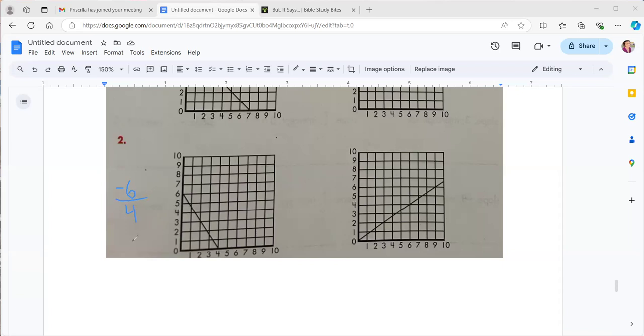So now we have a fraction, and we want to simplify that fraction. Keep it as an improper fraction, but what is it simplified? -3/2. So then my equation is going to say y equals, okay, what's the slope? -3/2 x plus 6.